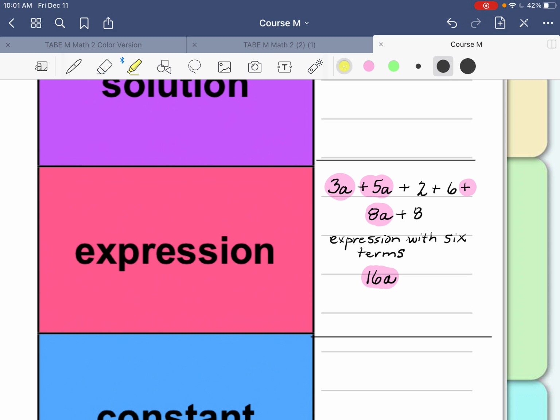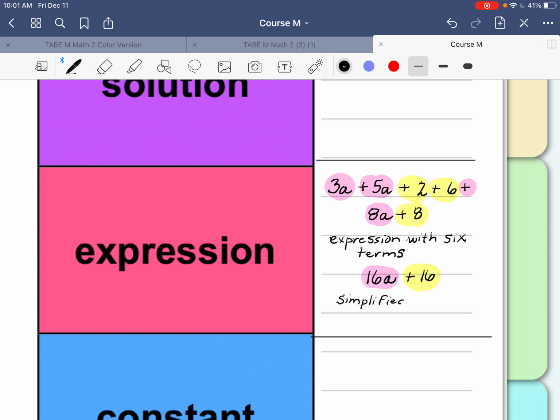Now I see 3 constant terms. I have a 2, a 6, and an 8, and all of those are being added up. So let's add them up. 2 plus 6 is 8, plus 8 more is 16. So I have 16 of those constant terms. So I combine my variables, I combine my constants, and I get a simplified expression. That's what this one is.